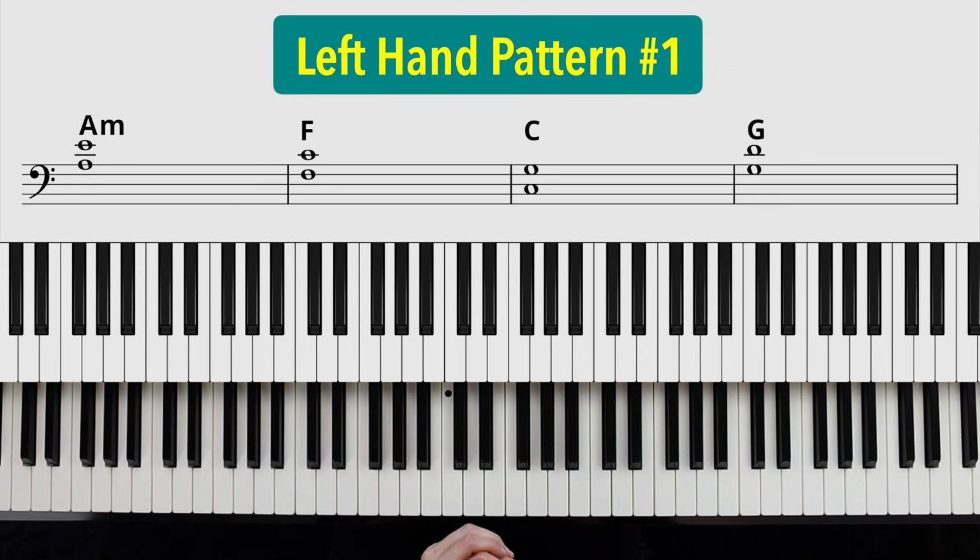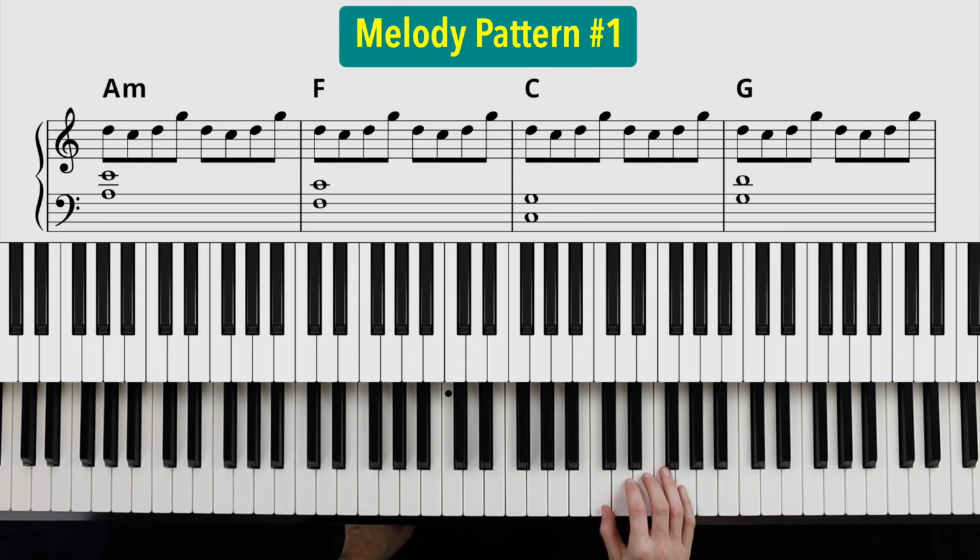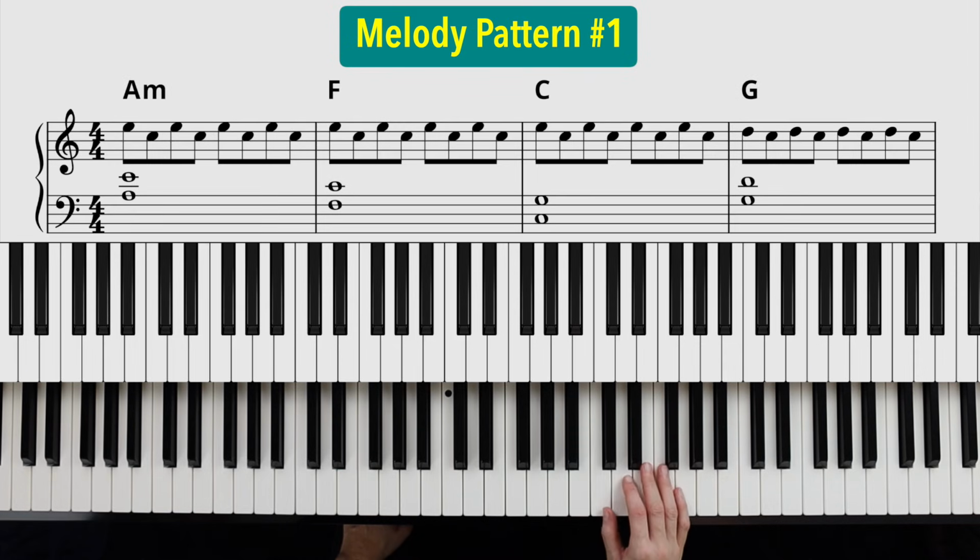And now we will bring in the right hand. Here I have 3 beautiful melody patterns for you. And we will begin with the first pattern, which is also the easiest one. Here you are going to play the notes E and C like this, and you will always alternate between them. You will do this in the first, second and third measure. And in the fourth measure, you will play D and C, alternating between D and C.